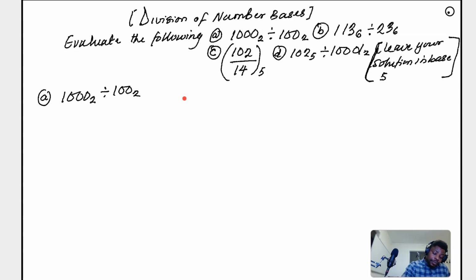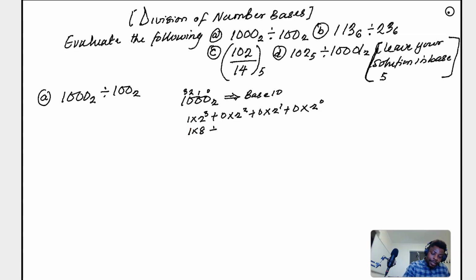So, I'm going to convert 1000 to base 10 first. So 0, 1, 2, 3. So 1 times 2 raised to 3 plus 0 times 2 raised to 2 plus 0 times 2 raised to 1 plus 0 times 2 raised to 0. So this is 1 times 2 raised to 3 is 8. 2 raised to 2 is 4. 2 raised to 1 is 2. 2 raised to 0 is 1.